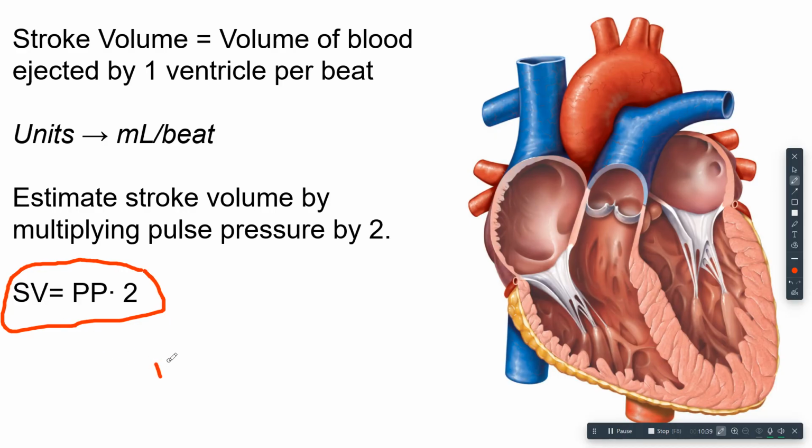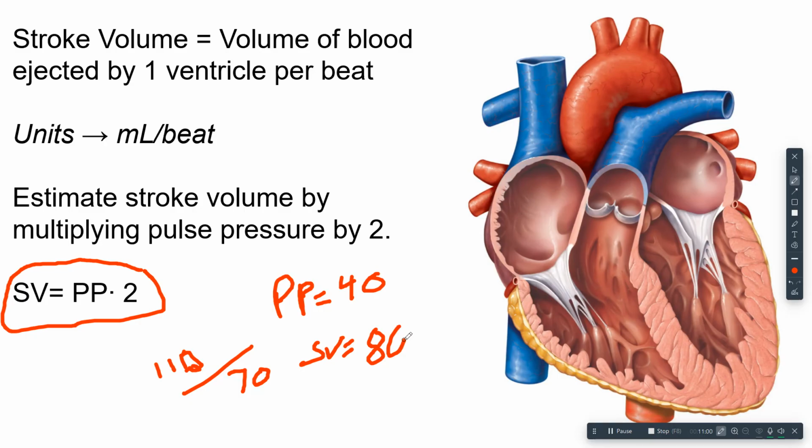So if somebody's blood pressure is 110 over 70, well, their pulse pressure in this case is what? It's 110 minus 70, that's 40. 40 times 2 will estimate the stroke volume. The stroke volume would in this case be 80. 80 what? 80 milliliters per beat. And this stroke volume is the amount, the volume of blood ejected by a ventricle per beat.